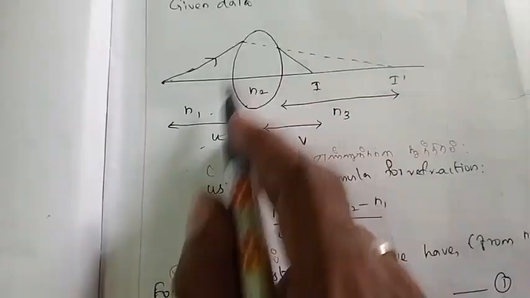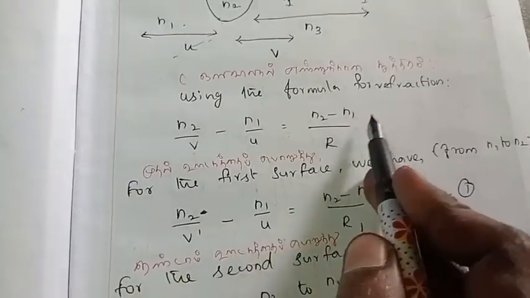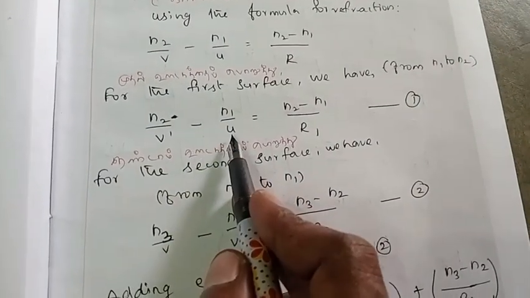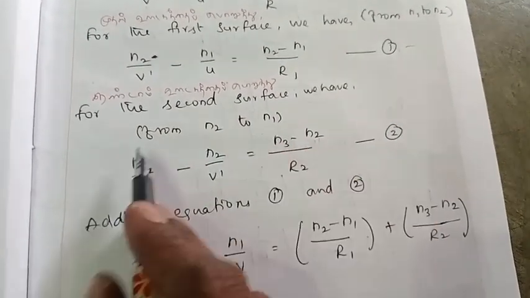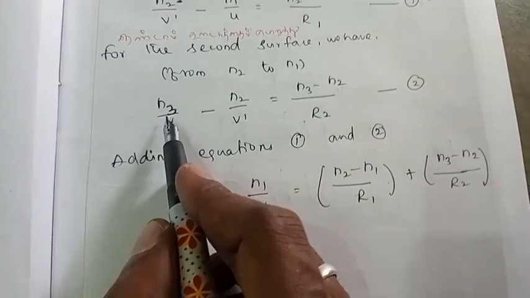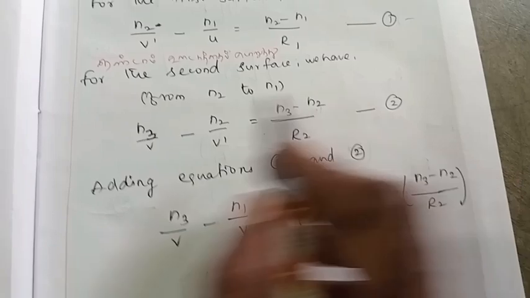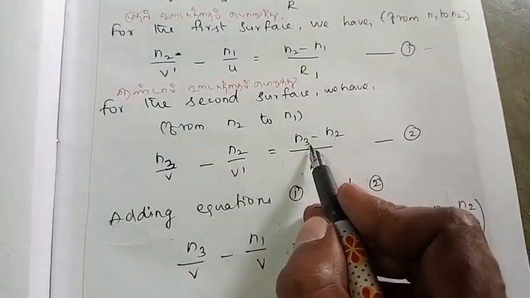So using the formula for refraction, n2 divided by v minus n1 divided by u is equal to (n2 minus n1) divided by r. So for the first case we have from n1 to n2. So n2 divided by v minus n1 divided by u equals (n2 minus n1) divided by r1, equation number 1. For the second case we have n2 to n3. So n3 divided by v minus n2 divided by v dash equals (n3 minus n2) divided by r2. Since we already have v, we note this as v dash.